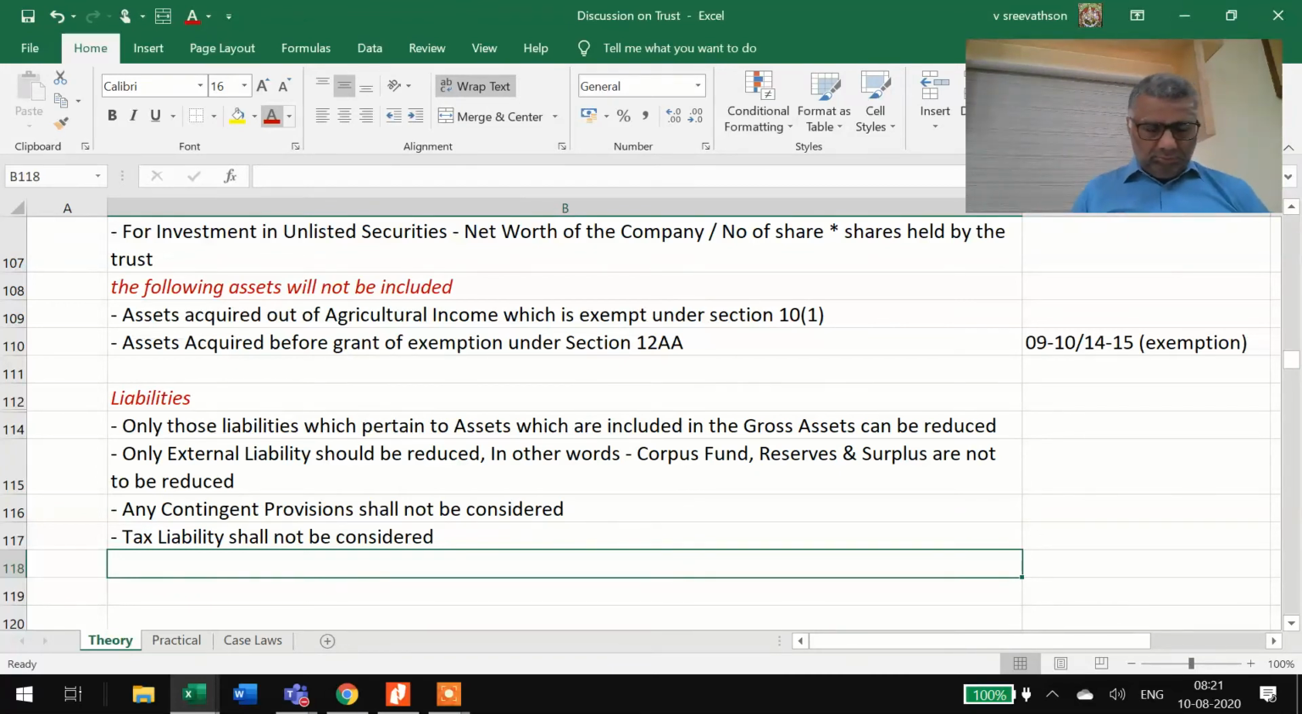Sir, tax liability, why should it not be considered? Sir, it is not an external liability. Tax liability is never an external liability. It is considered as part of owner's funds. Okay, sir.